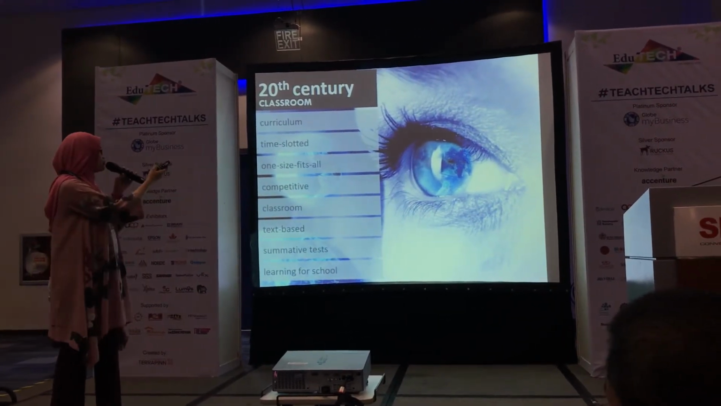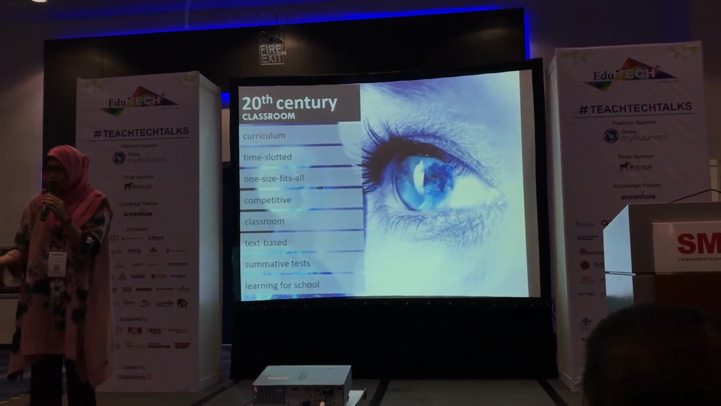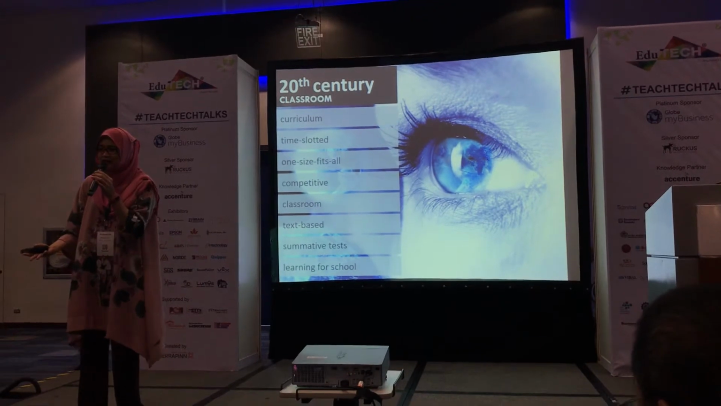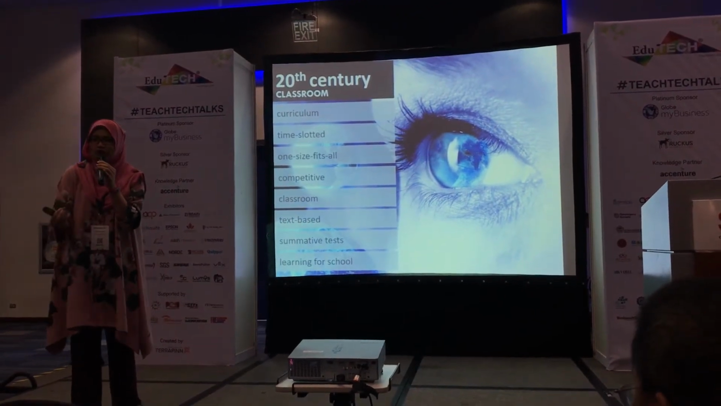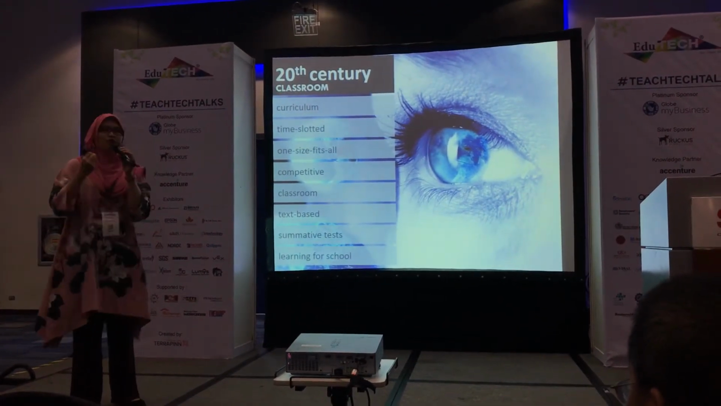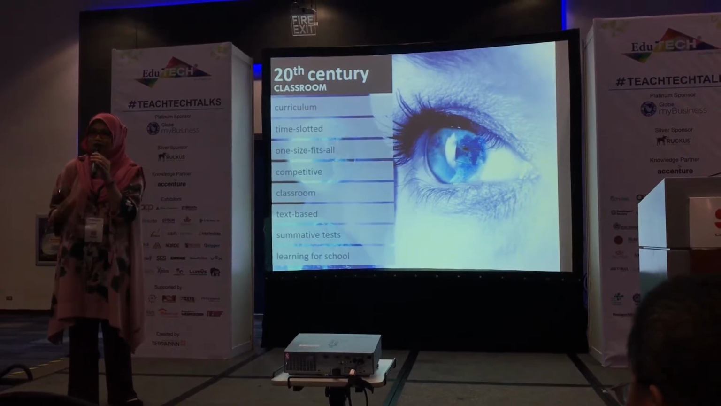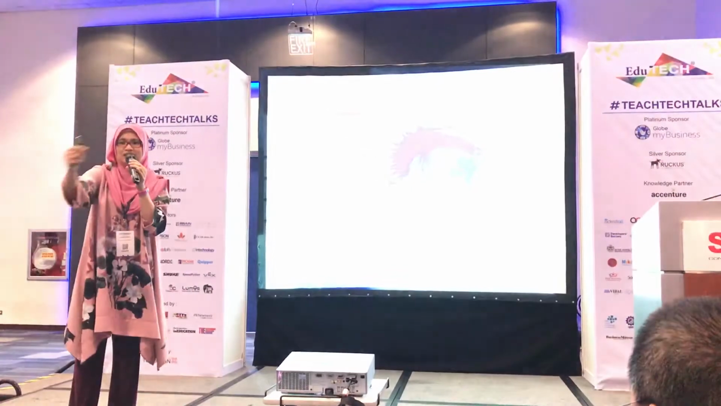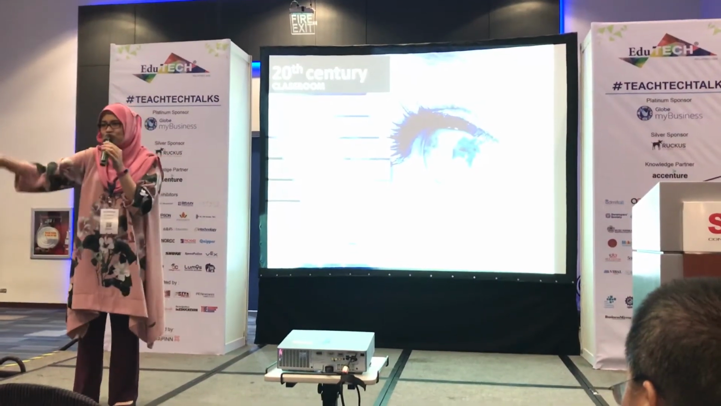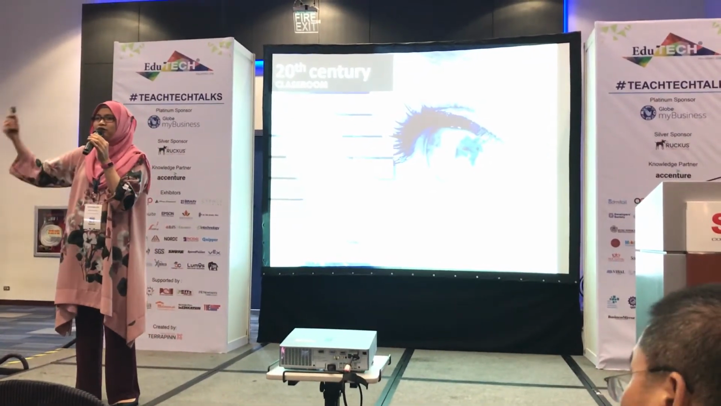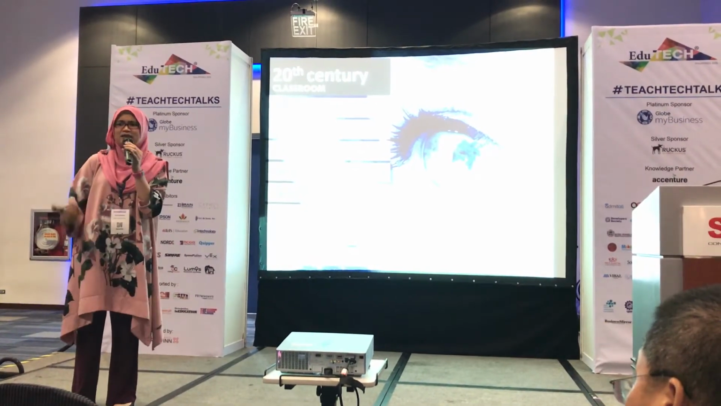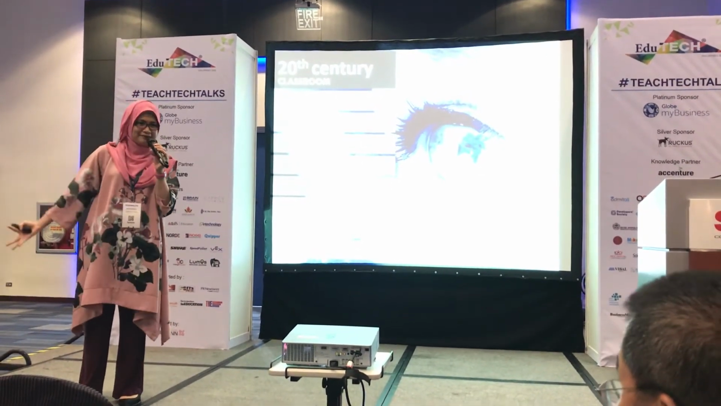And we give them a lot of textbooks to refer to. We give them a lot of summative tests to make sure that they get all that content. And we make them learn to make sure that they excel in school. Because if they don't excel in school, they will not get a job. When they don't get a job, they will fail miserably in life. The only thing that can save them is to get married to a rich man.